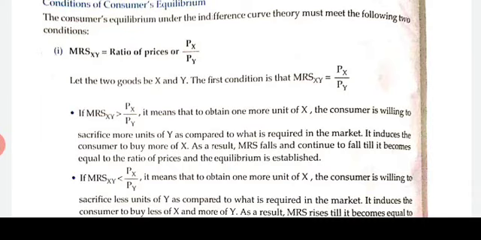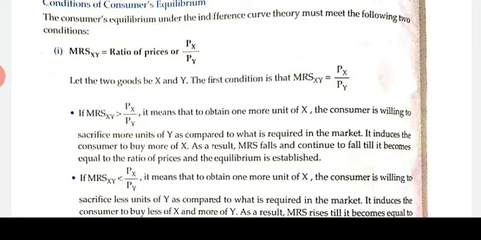What if this equilibrium is disturbed? First we will discuss the case of MRS XY greater than PX by PY. It means that to obtain 1 unit of X, the consumer is willing to sacrifice more units of Y as compared to what is required in the market. That means the consumer is willing to buy more of X. As a result, MRS will fall and continue to fall till it becomes equal to the ratio of the prices and the equilibrium is established.